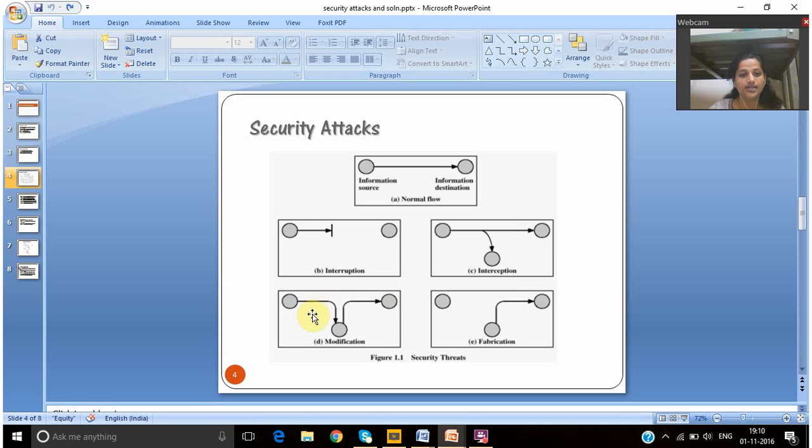The third kind of security attack is modification. That is, the information is taken by a third party, it is modified and then sent back to the destination. And the fourth kind is fabrication. An intruder or a third party will act as if he is the source, and will send information to the destination.